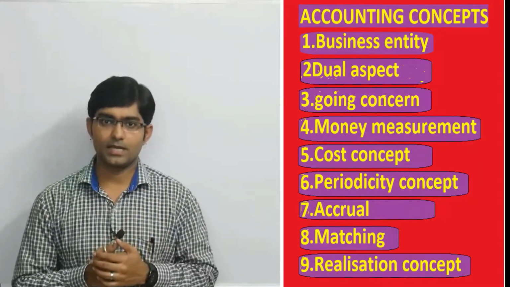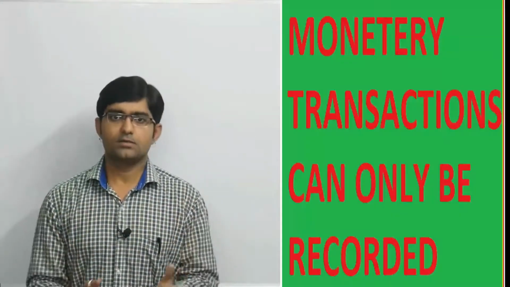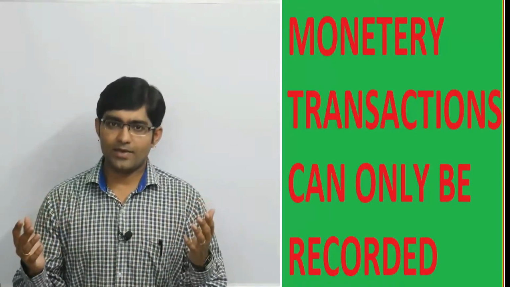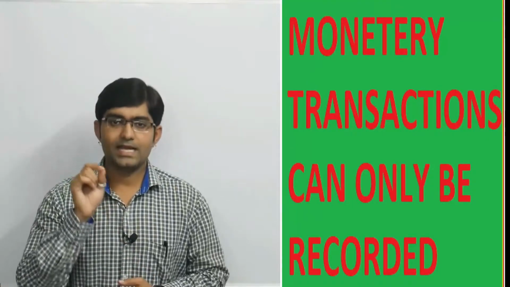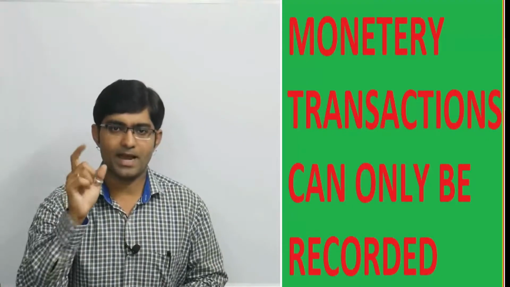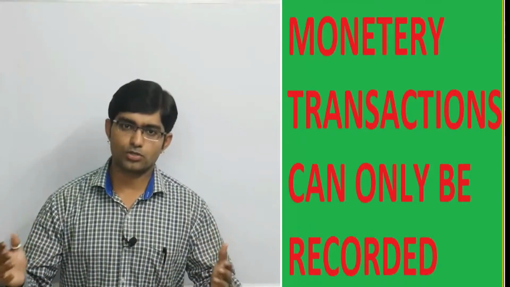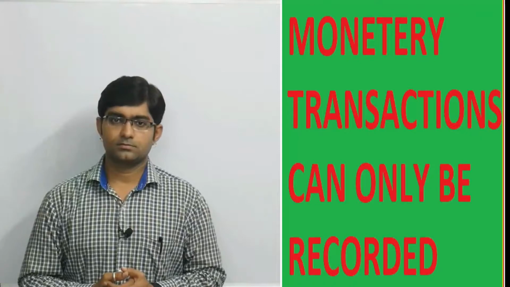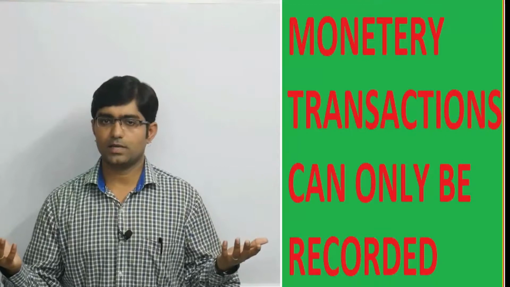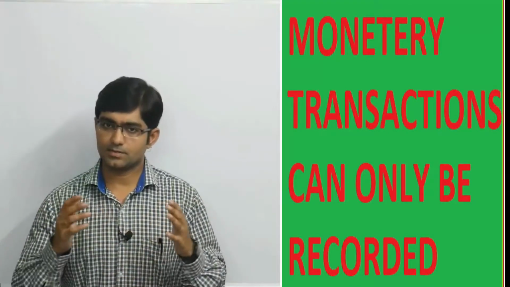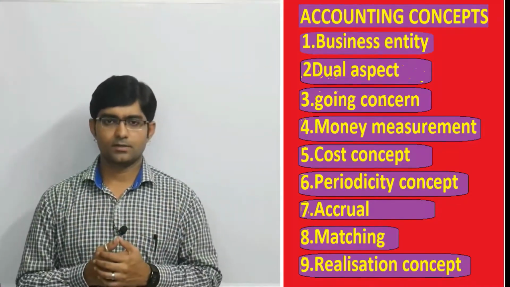The next concept is money measurement concept. This is very simple. This says whatever event or whatever transaction happens, if it is measurable in terms of money, then record that in your books of account. If we can't measure that in monetary terms, we can't record that in our books of account. This is very simple.